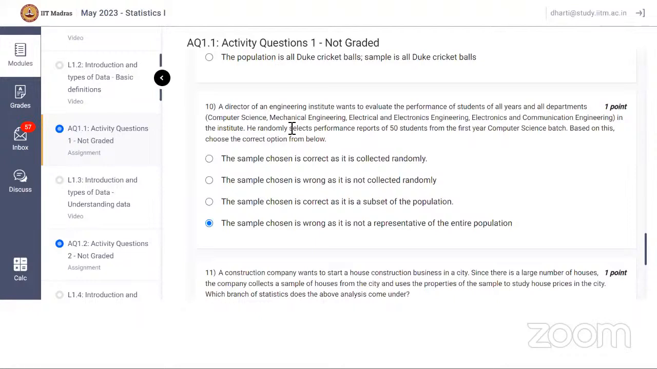Here it is inferential because he or she has selected some 50 students from the first year CS batch. His sample size is 50 students only, and he is going to predict about all the students from all the departments. That's why it's inferential. Okay, ma'am.